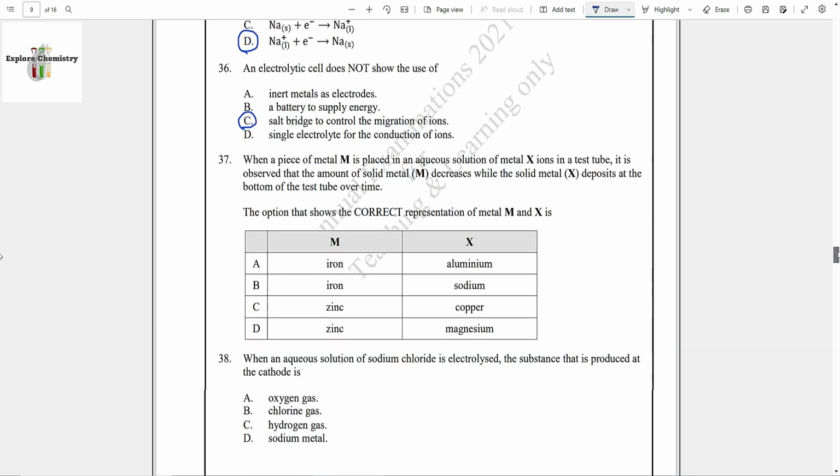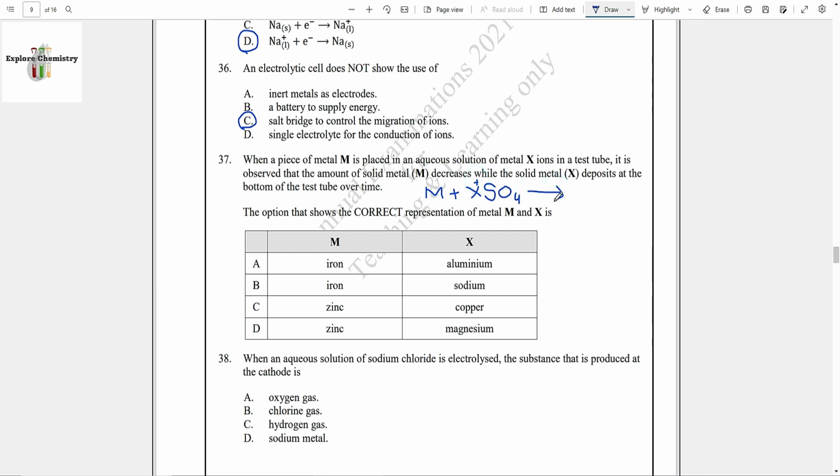Number 37. When a piece of metal M is placed in an aqueous solution of X ions in a test tube, it is observed that the amount of solid M decreases while the solid metal X deposits at the bottom of the test tube. Over time, the option that shows the correct representation of metals M and X is... To identify the metals, you need to understand this reaction. What is happening here? Metal M in solid form is placed in an aqueous solution of metal X. This solution can be X sulfate, X chloride, or any solution where X is present in the form of ions.